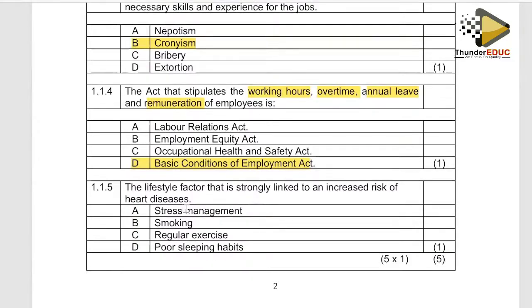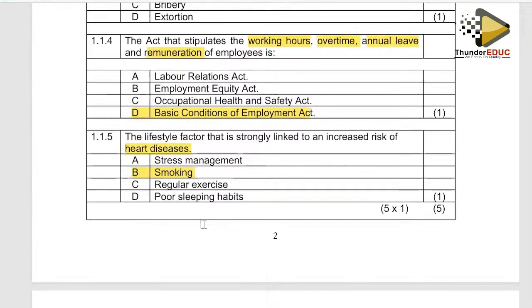Moving on to 1.1.5: the lifestyle factor that is strongly linked to an increased risk of heart diseases. We are going to look for an answer which is related to heart diseases. Heart diseases are strongly linked to the smoking practice. When you smoke, you expose yourself to a higher risk of heart diseases, such as coronary heart disease and others.